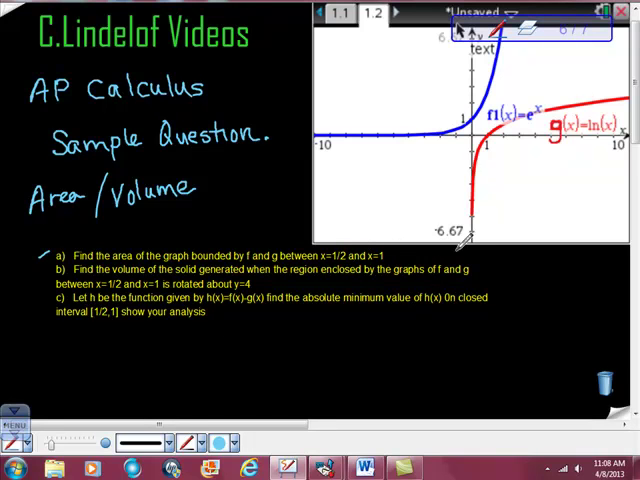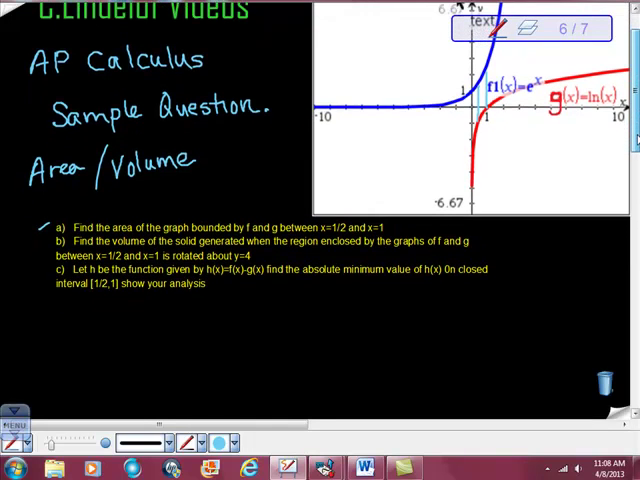As I look at this graph, this is not my exact drawing, but this is the area I'm looking at. Let's let this line be x is equal to 1/2. So 1/2 to 1. So we're looking for this area right in here. So I think this is actually pretty simple. This is on a calculator section.